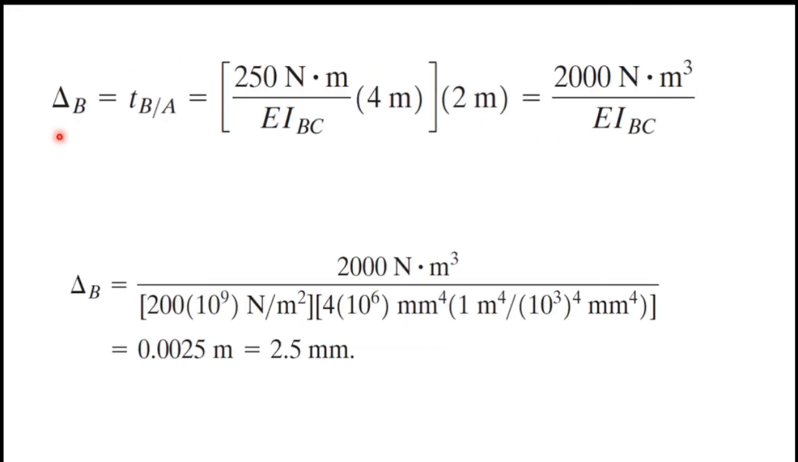So this is the deflection of point B. You can see delta B equals TB with respect to A equals 250 over EI BC times 4 times 2. You can substitute the E value and I BC value, and you can simplify it and get an answer for delta B equals 2.5 millimeters.